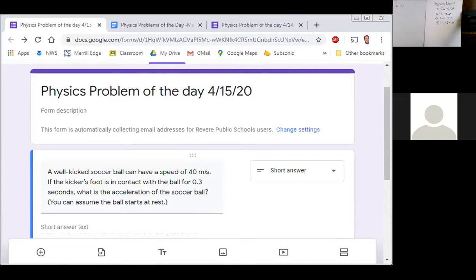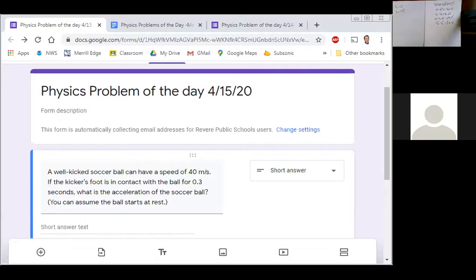Other givens? The final velocity. That one is 40 meters per second, right? That's how fast the ball is going to be moving after it gets off of the kicker's foot, right? So that's its final velocity. Good.